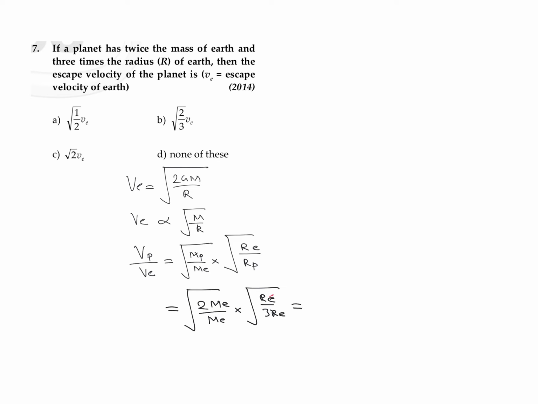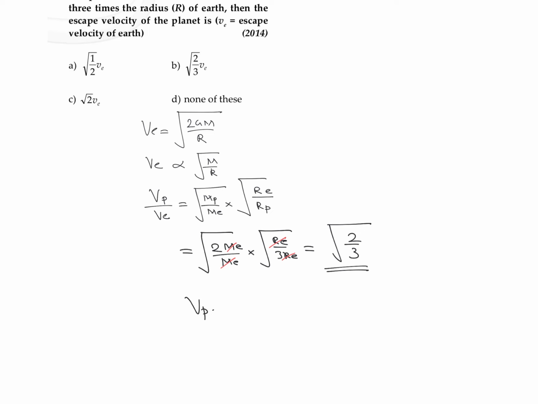So the radius of Earth gets cancelled, the mass of Earth gets cancelled, so it becomes under root of 2 divided by 3. So we can write the escape velocity on that planet is root of 2 by 3 times the escape velocity on Earth's surface.